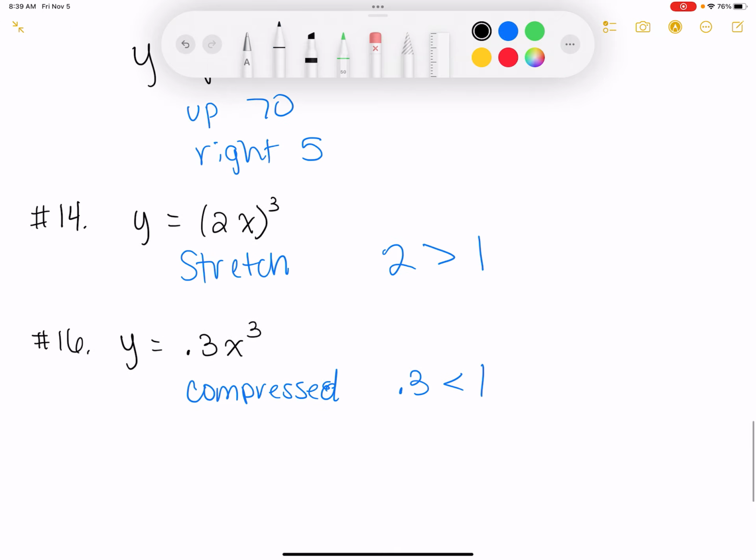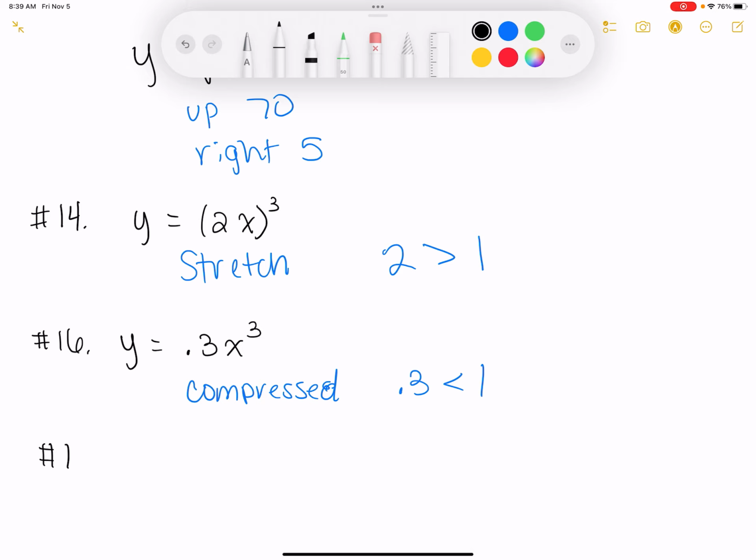I like it. Let's see, the next ones. All right, so it says to describe how to transform the graph of f into the graph of g. So I'm going to give you an equation or a function for f, and then I'm going to give you another function, and you're going to tell me what way we have to move it in order to get the second function.